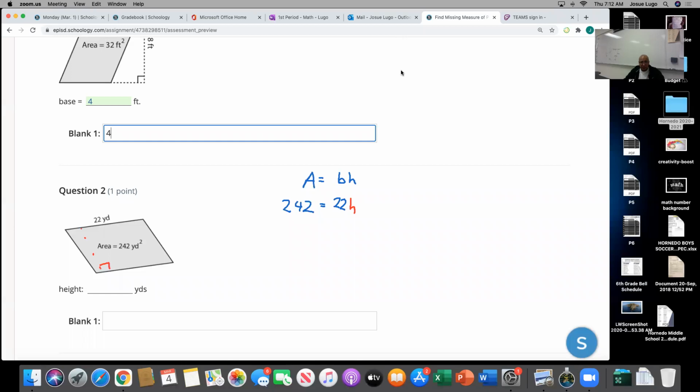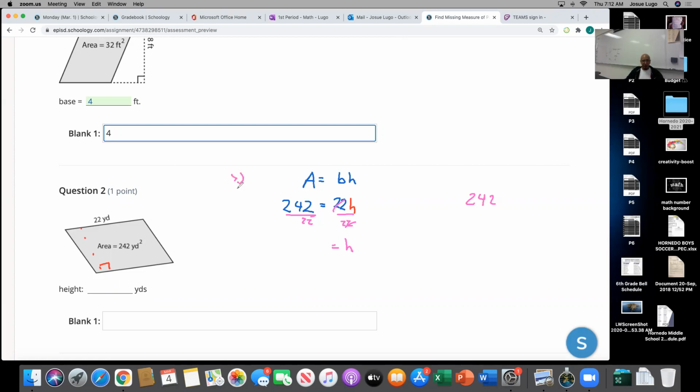I can solve this equation. All right, I need to isolate the variable. I need to isolate this h. So the opposite of multiplying h by 22 is to divide it by 22. But whatever I do to one side, I must do to the other. So h will equal 242 divided by 22. So I need to work that out. Notice how I'm showing my work. This is how I want you to show your work in your notebook.